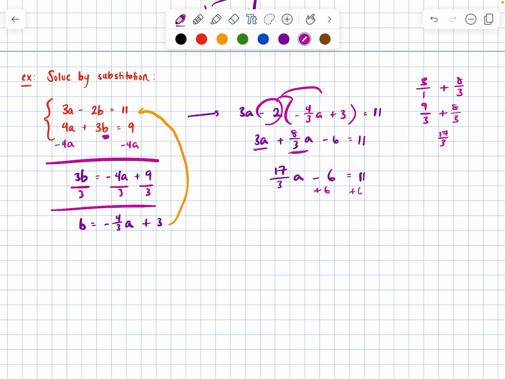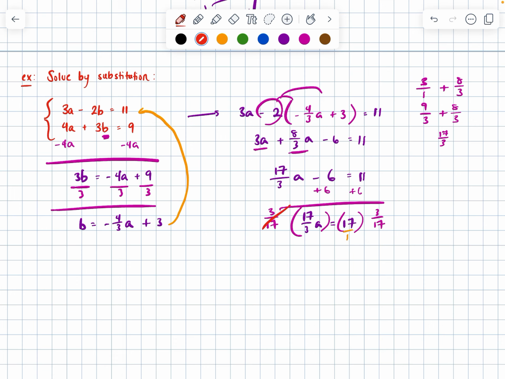I need to get a by itself. Let's add 6 to both sides. So I'm going to add 6. That leaves me with 17 over 3a is equal to 17. Interesting. From here, I need to get a by itself. I could divide by 17 over 3, which is the same as multiplying by the reciprocal of 3 over 17. Over here, notice 17 is 17 over 1.